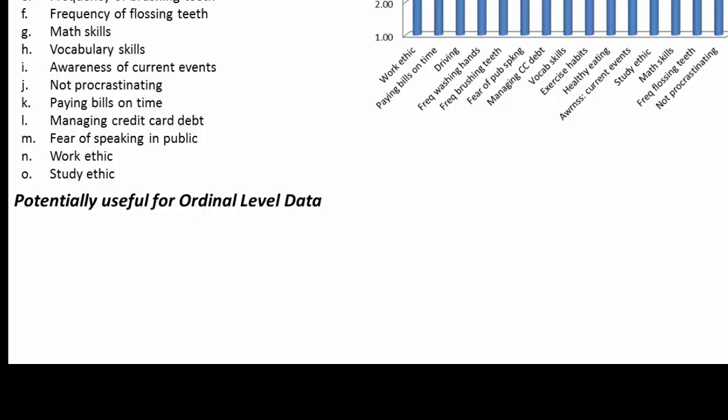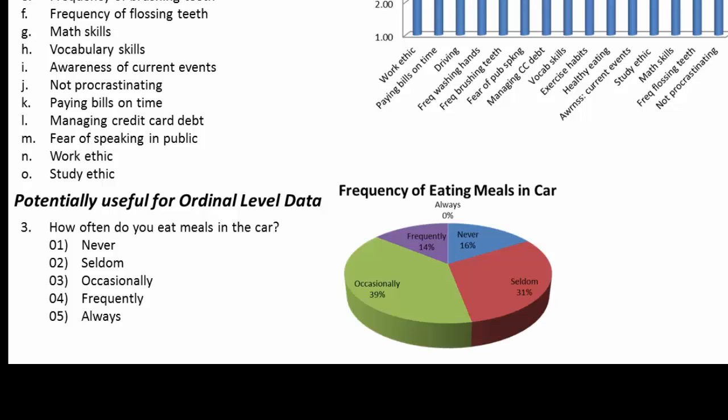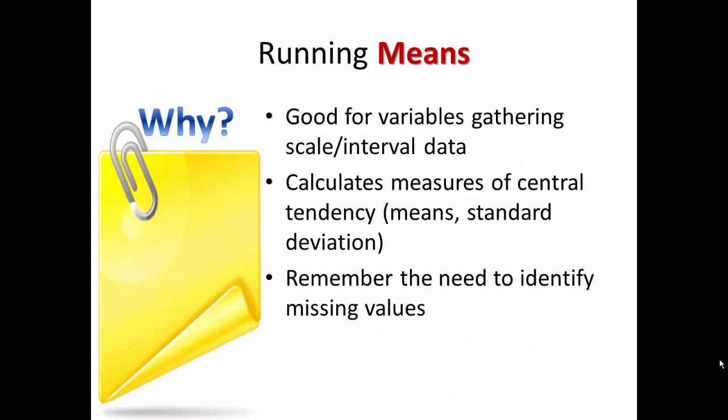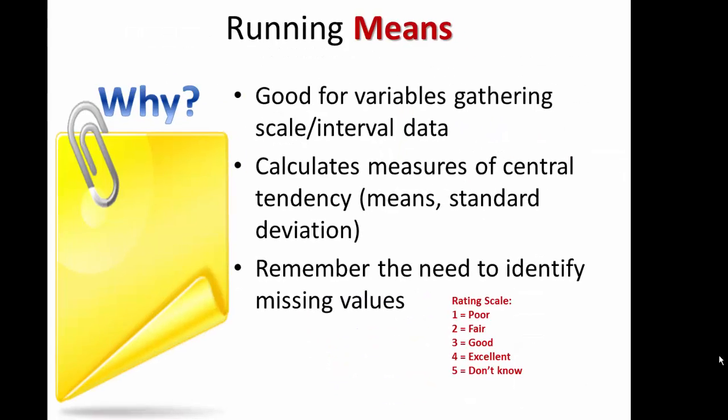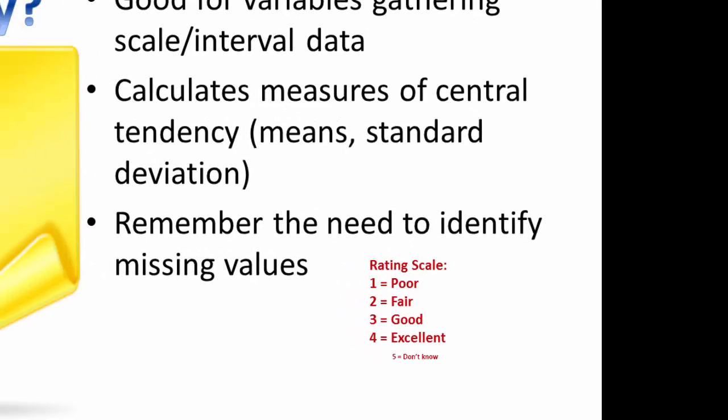Potentially, I said it could be used for ordinal level data, such as how often do you eat meals in the car? That is ordinal level. And you could run a frequency analysis on that, just like we talked about earlier, but you could also run a mean on that. Remember that you may need to identify some missing values. For example, on a 1 to 4 scale of poor, fair, good, excellent, if you allow 5s to stay in that file and run those, you will overinflate or overestimate your mean. So you would want to create 5 as a missing value, therefore it's excluded from the calculations.